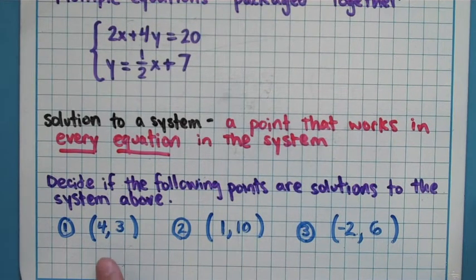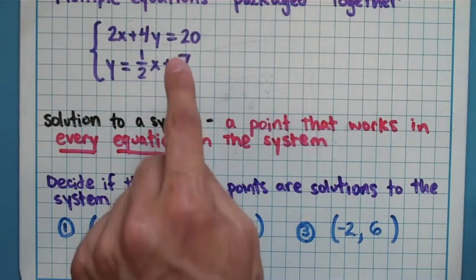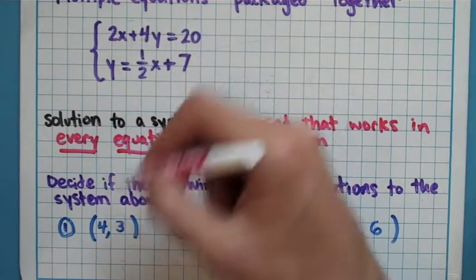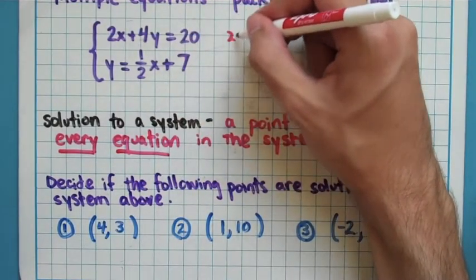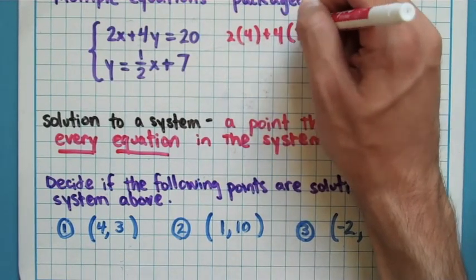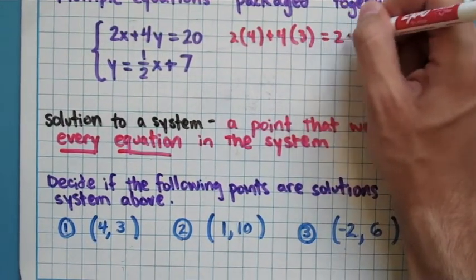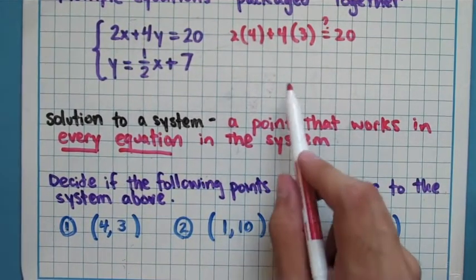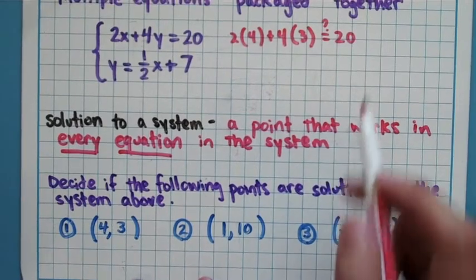And all you're going to do, like the first point, I want to know if (4, 3) is a solution to that system, those two equations. I'm just going to plug in a 4 for x and a 3 for y and make sure it works in each equation. So I'll do that up here. If I plug that into the top equation, I'm going to have 2 times 4 plus 4 times 3. I want to see if that equals 20. So that's going to be 8 plus 12. That does equal 20. That's good.